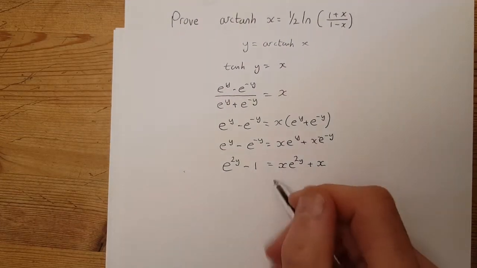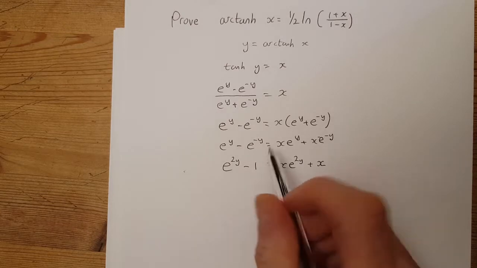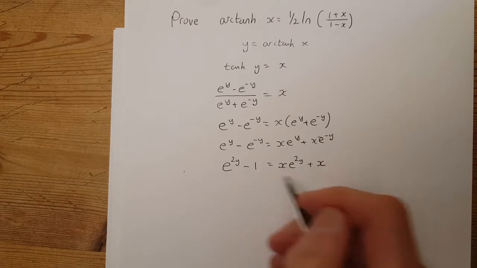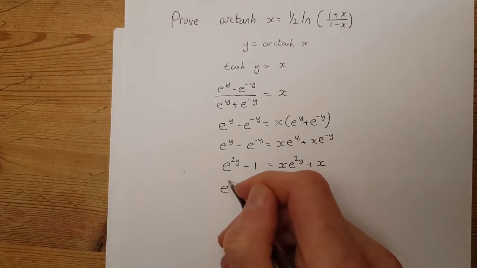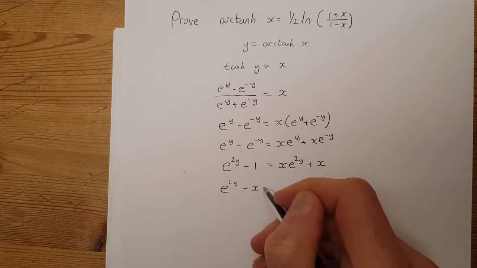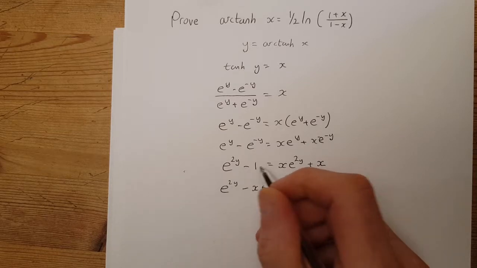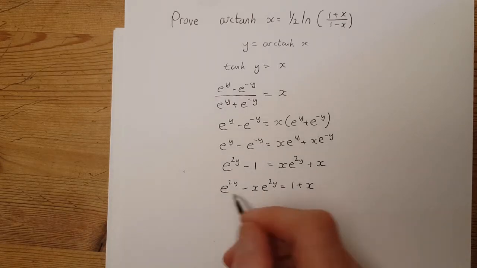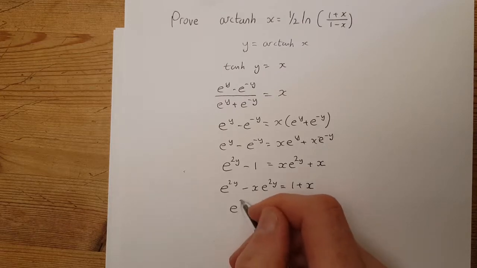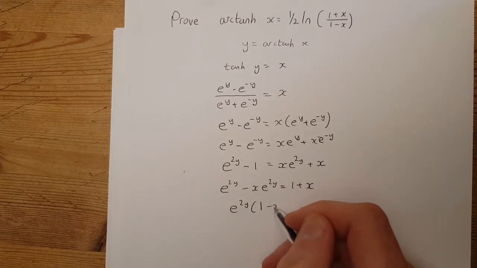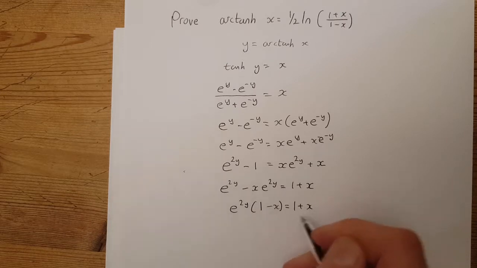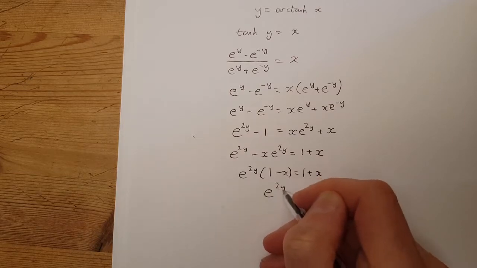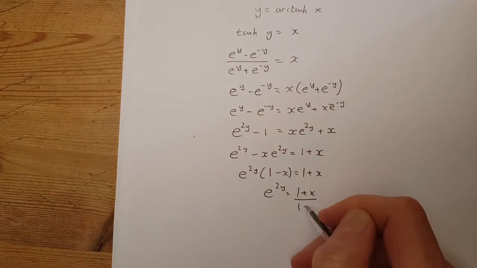Now, obviously I want to make y the subject of the formula because I'm after y equals, so I'm going to move that onto the other side. I'm going to add 1 onto both sides. So I'm going to get e to the 2y subtract x e to the 2y equals, adding 1 onto both sides, 1 plus x. Factorising out the e to the 2y gives me e to the 2y brackets 1 minus x equals 1 plus x. We can then divide by the 1 minus x to give us e to the 2y equals 1 plus x over 1 minus x.